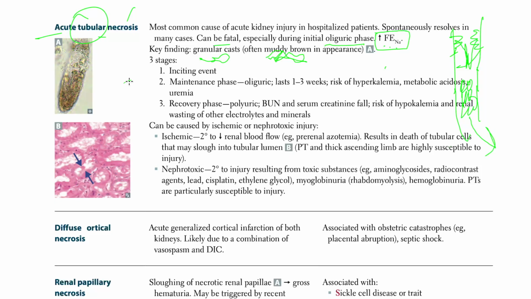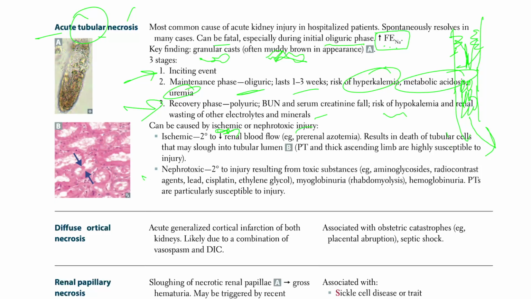There are three stages. One is the inciting event. Then you have the maintenance phase, in which you have the oliguria, which lasts 1 to 3 weeks. There is a risk of hyperkalemia, metabolic acidosis, uremia. But again, you have the recovery phase, in which you have polyuria and the creatinine falls, risk of hypokalemia, and renal wasting of other electrolytes and minerals can be seen in the recovery phase. It can be caused by either ischemia to the kidney or nephrotoxic injury.